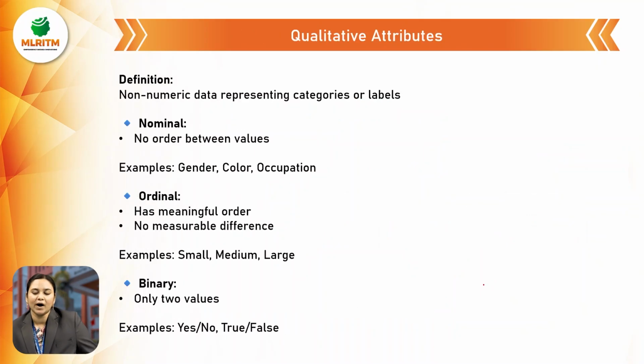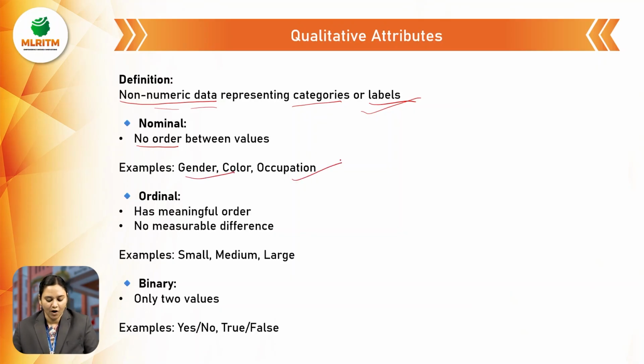The next one is qualitative attributes. In the qualitative attributes, the definition is non-numeric data representing categories or labels. Observe here the words non-numeric data representing categories or labels. And the next one is nominal, with no order between values. Examples: gender, color, and occupation.